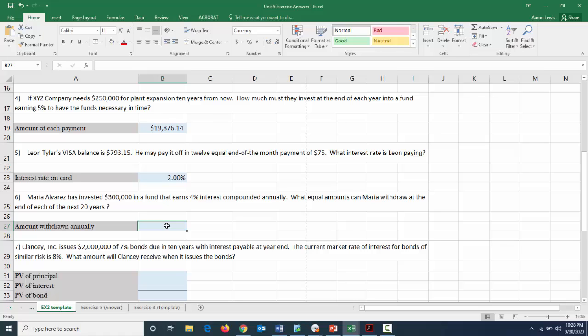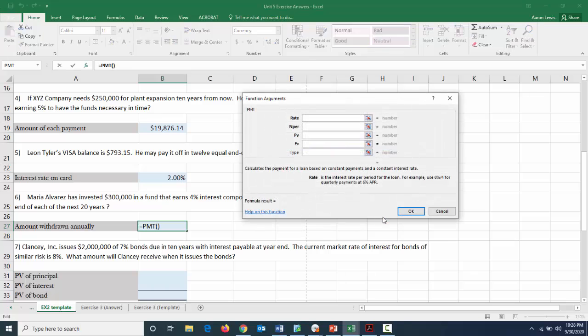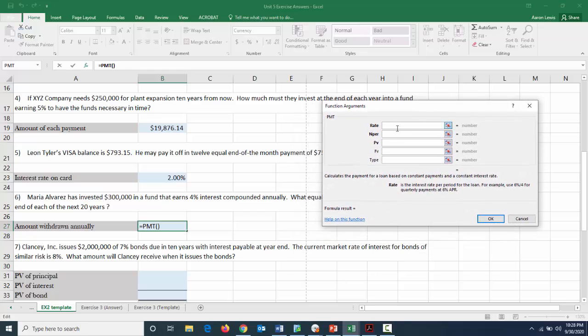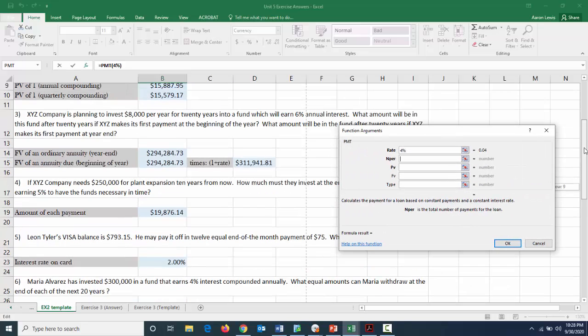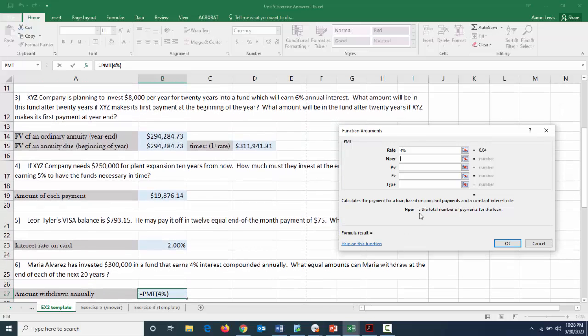We're trying to figure out what that regular series of amounts that we can take out is, and that is the payment function that we use for annuities. So the rate that it earns is 4% interest compounded annually. The number of periods. How many times does she want? Let me move this over so we can actually read what's going on here. There we go. How many times down here does she want to withdraw? She wants to withdraw at the end of each year for the next 20 years.